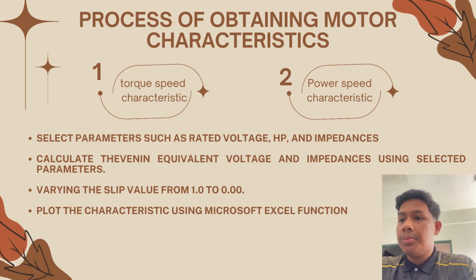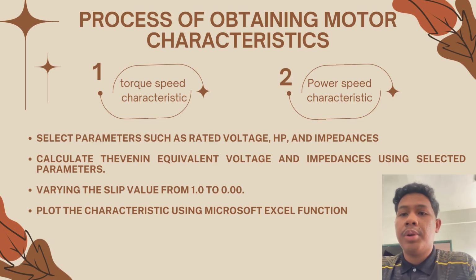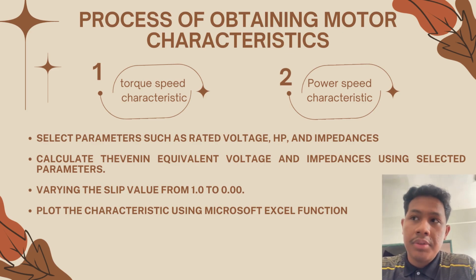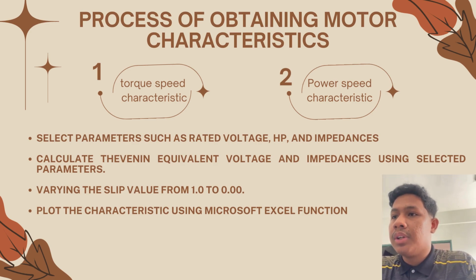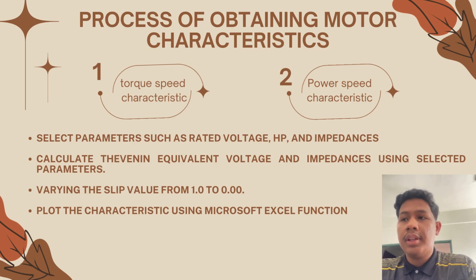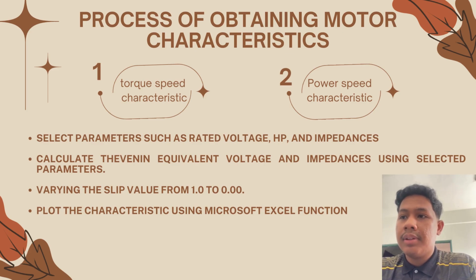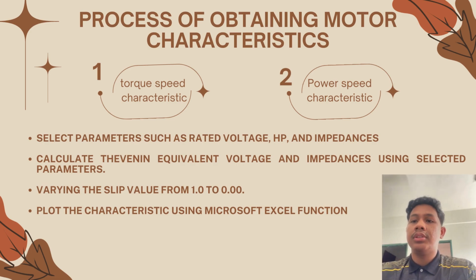After that, we vary the slip value from 1.0 to 0.00 with an interval of 0.01. Using Excel, we vary the slip to obtain the torque-speed and also power-speed. Last, we plot the characteristic from the previous procedure and you can get the graph using the Microsoft Excel function. So that's all from me. I give the presentation to the next member.